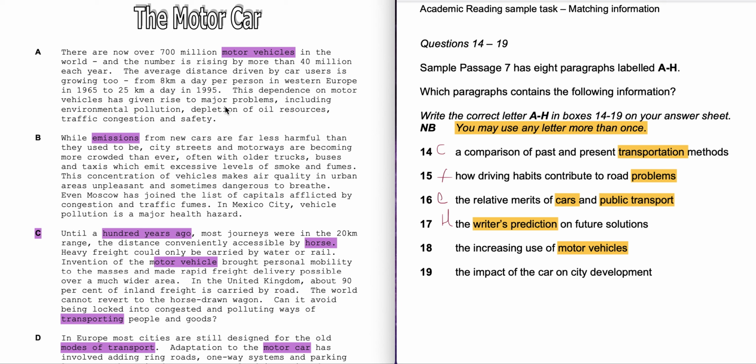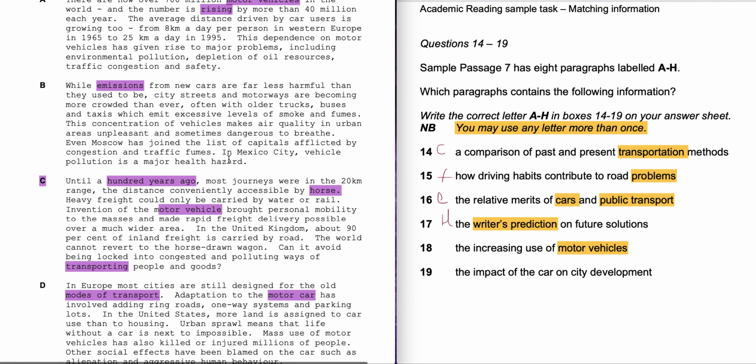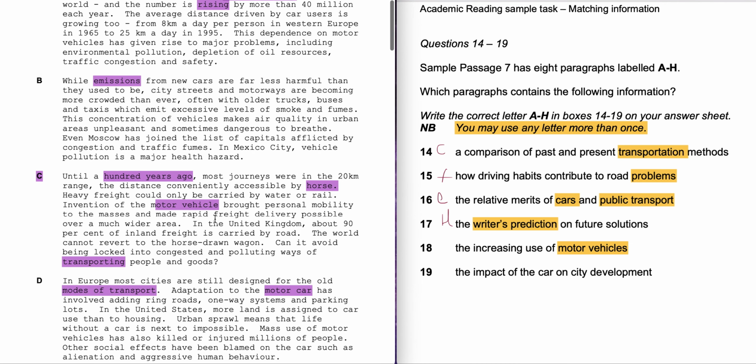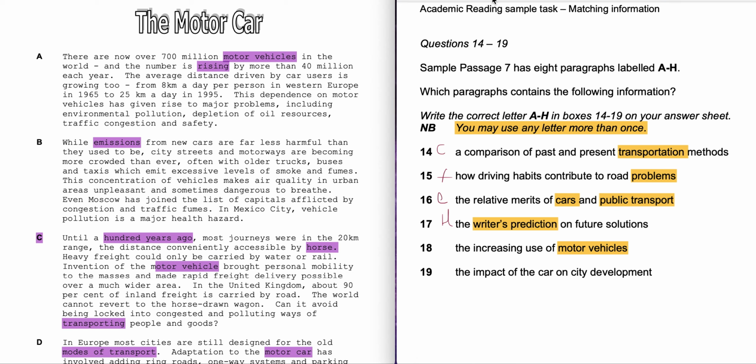So they were saying about the increase of it. Rising or increasing, I'm gonna highlight it. So it's more like our answer, but let's read the text in paragraph C. Until 100 years ago, most journeys were on foot. Okay, there was a comparison. If you guys remember, they were saying about the past and the present, which was our first answer. So question number 18 is going to be A, because they were saying about the increasing, or how to say, rising use of motor vehicles.